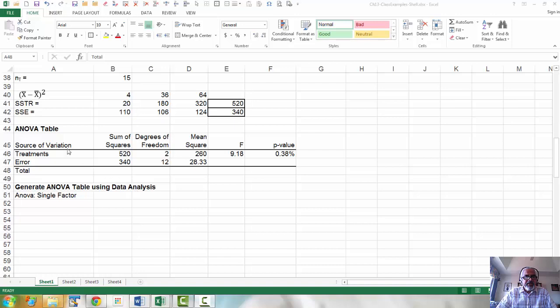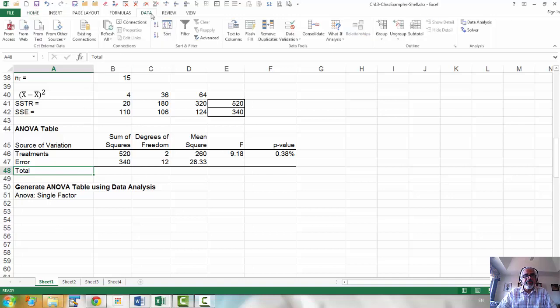Now we generated the ANOVA table by setting up the formula ourselves one by one. We need to be able to do that. But there is another way to generate the ANOVA results, and that is using data analysis. So you go to data, then data analysis.